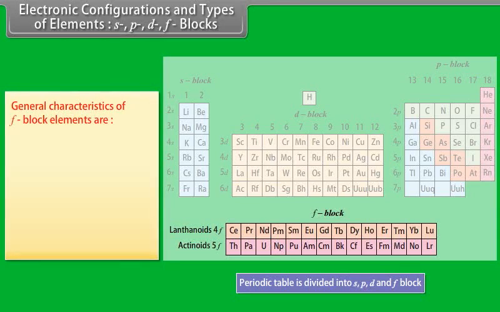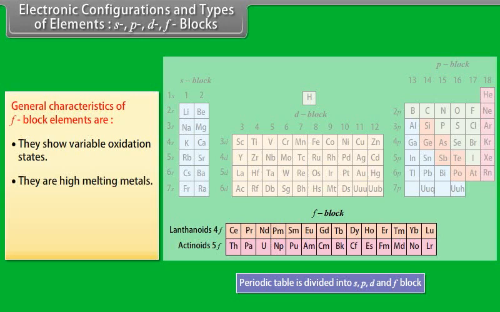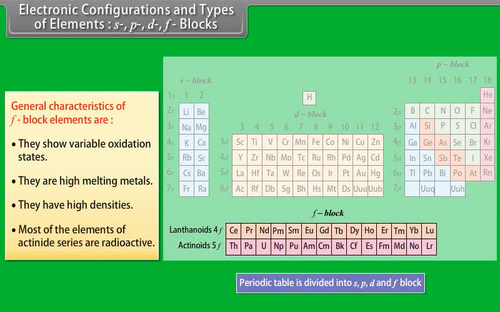General characteristics of F block elements are they show variable oxidation states. They are high melting metals. They have high densities. Most of the elements of actinide series are radioactive.